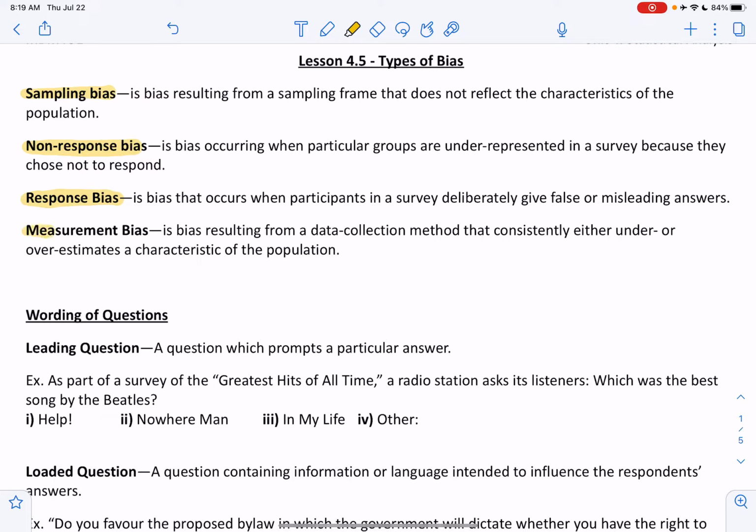Then we have measurement bias. Measurement bias results from data collection that consistently under or overestimates the characteristics of a population. So maybe I've picked the wrong sampling method here, and it's really not giving me all of the information I need.